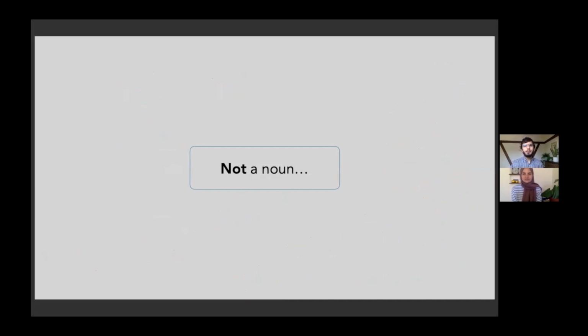Wrote. Okay, so I'm guessing we're talking about the verb here. I wrote. Yeah, exactly. And this word, it's not a person, it's not a place, and it's certainly not a thing. So yeah, it actually falls into the category. It's not a noun there, it's actually a verb.